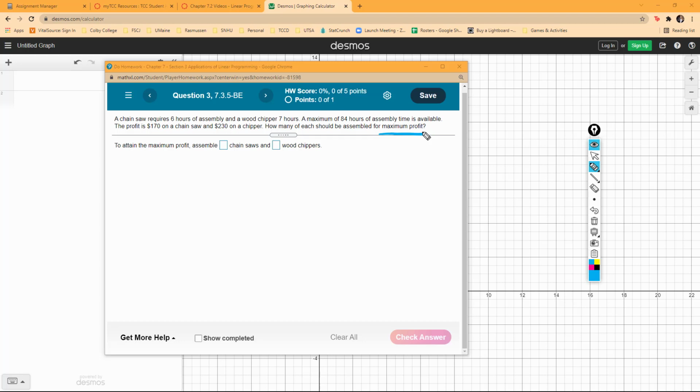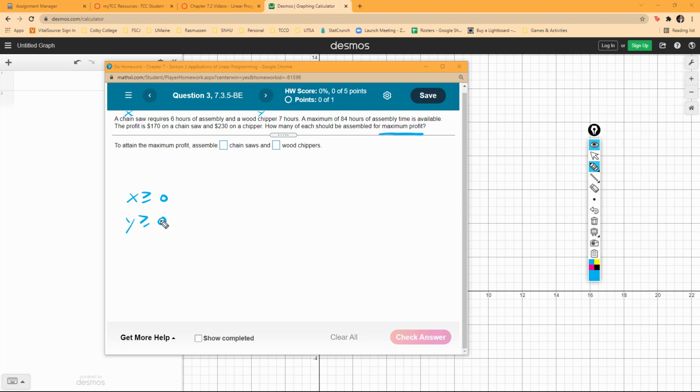So the first thing to note is that if we let X be the chainsaw and we let Y be the wood chipper, we're going to have the constraint that X should be greater than or equal to 0, and Y should be greater than or equal to 0. Okay, so that is a constraint that certainly it's going to take some hours.